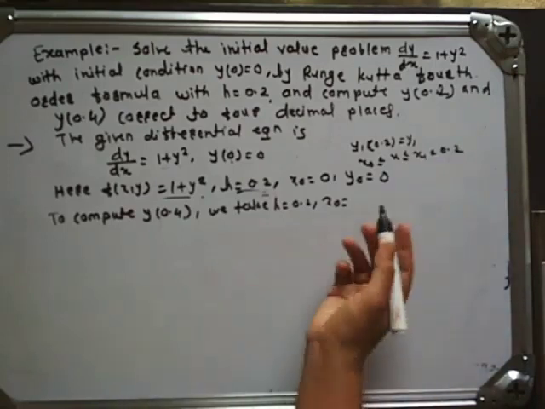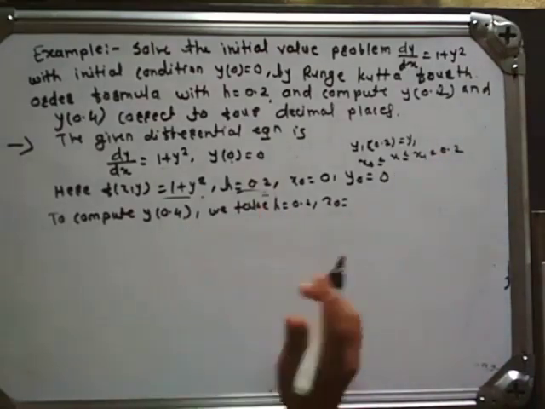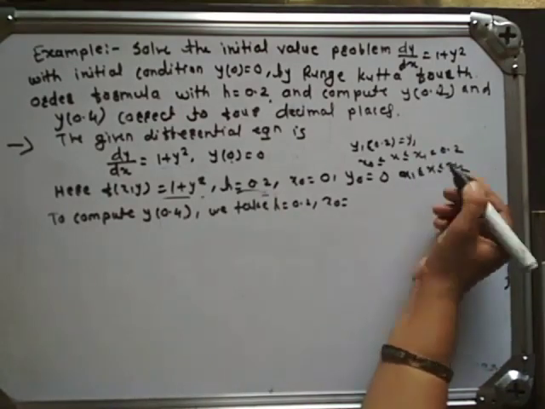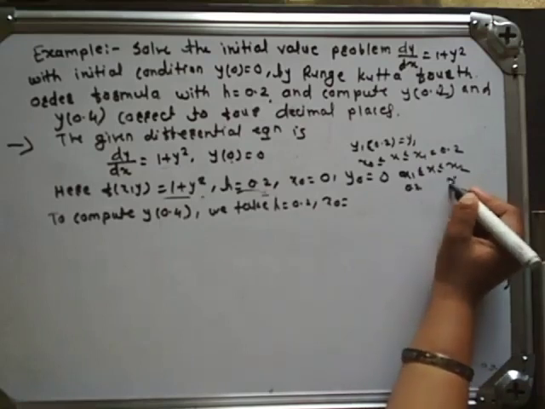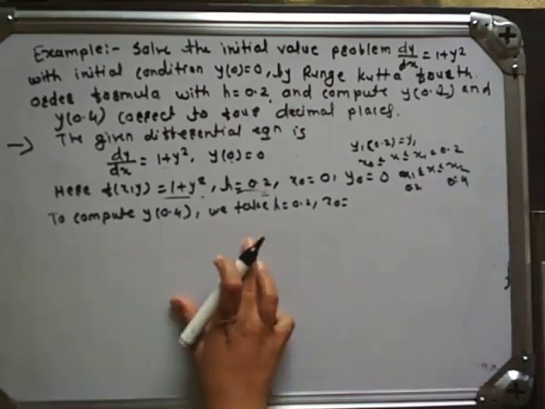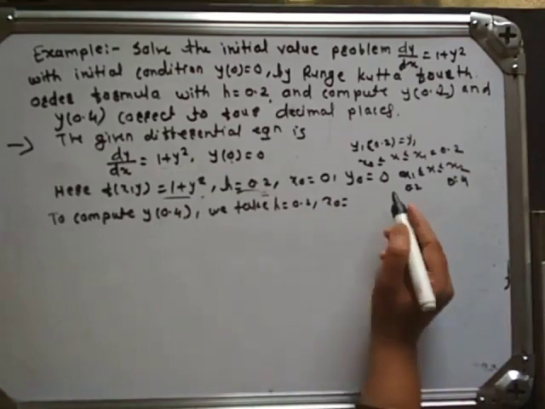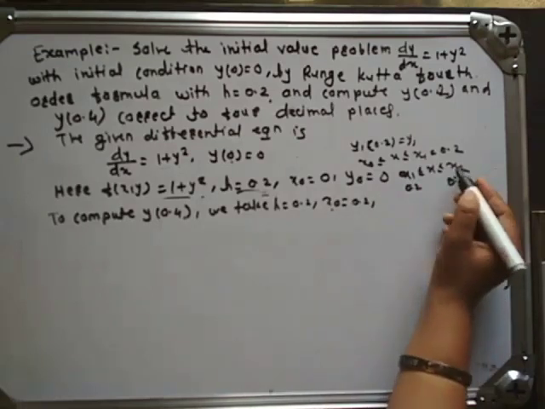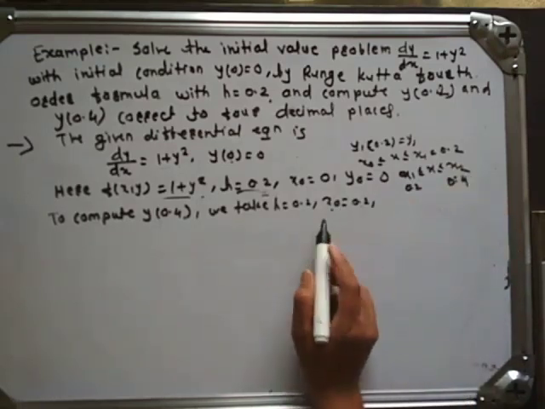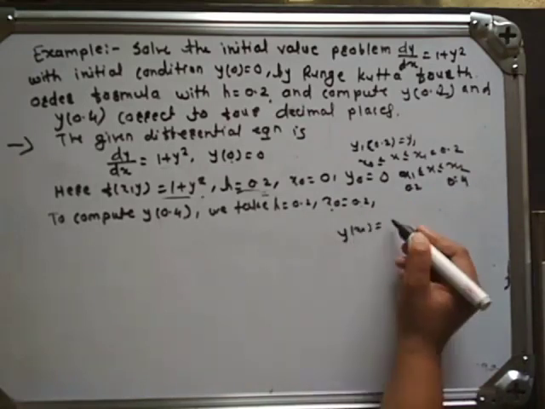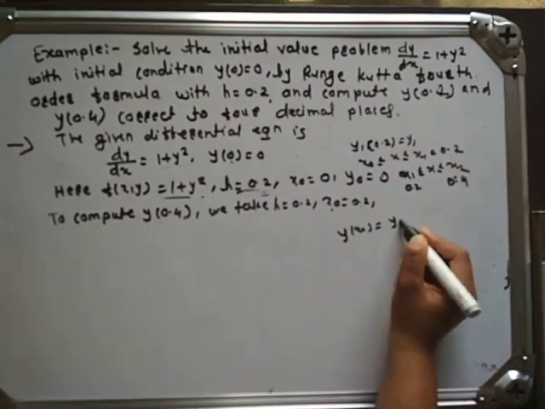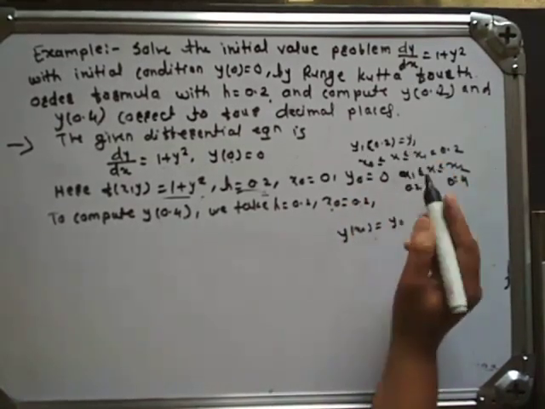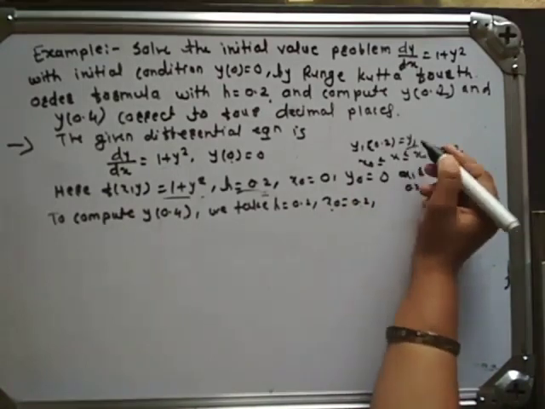Now we have to find y of 0.4. In that case our x lies between x1 and x2. x1 is here 0.2 and x2 is here 0.4. So in that case our x1 is nothing but x0, so it is 0.2. y of x0 is nothing but y0, and here y of 0.2 is y1. So in that case y0 is nothing but y1.